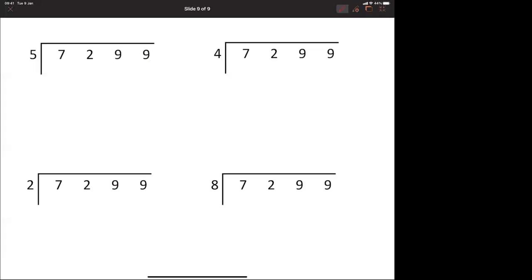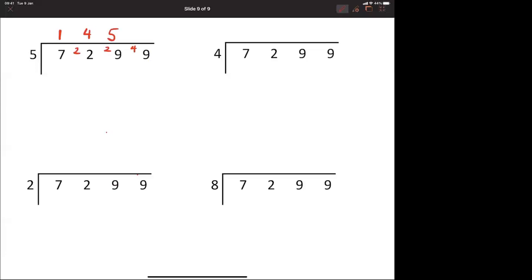Okay, so we've got how many groups of 5 can I fit in 7? Well, there's 1 group of 5 and there's 2 left over. How many groups of 5 can I fit into 22? Well, that would be 4 groups and 2 remainder. How many groups of 5 can I fit into 29? I can fit 5 and there are 4 little 10s left over.